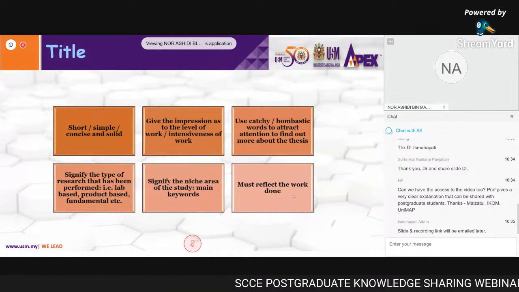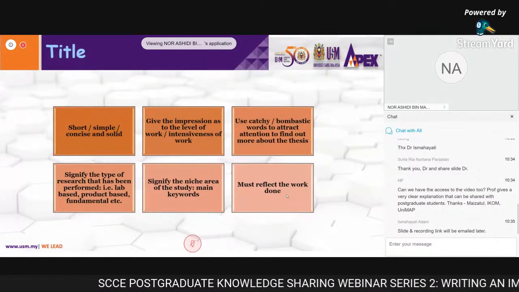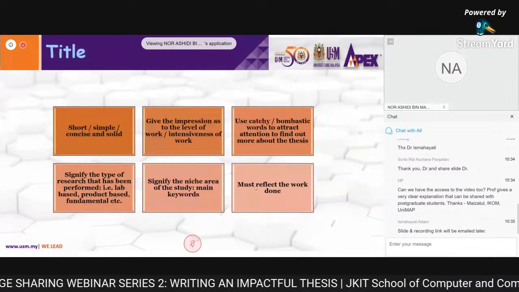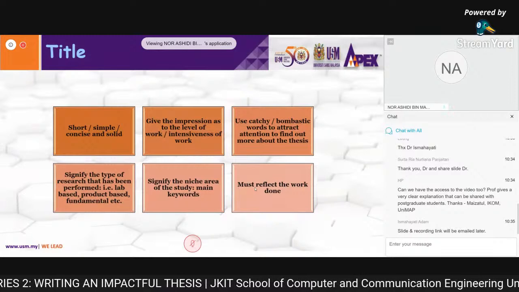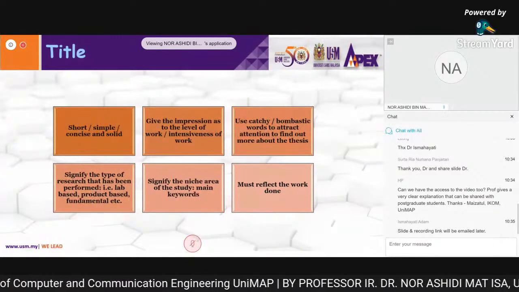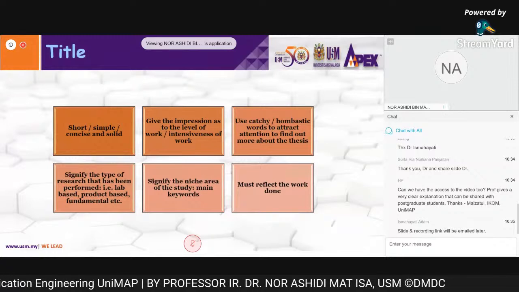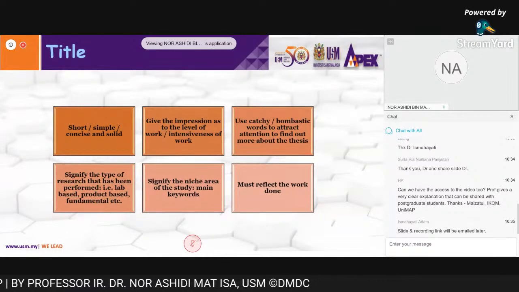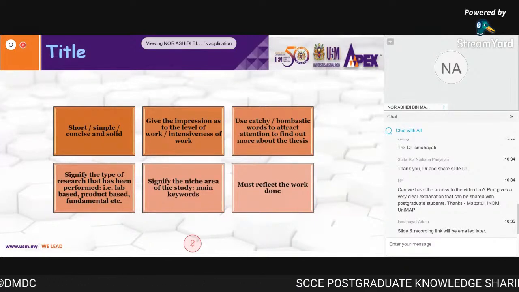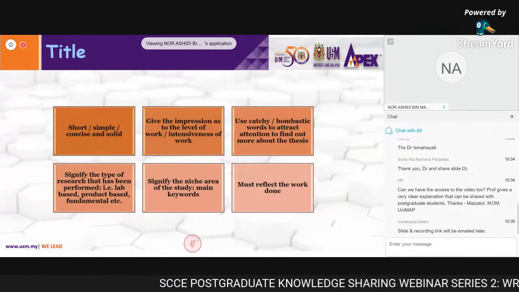Then it must reflect your work done. So this is very important. It must reflect your work, and it must tally and relate to your work. Otherwise, you have to change your title. Although the title is only one sentence, it's very important in order for you to introduce in general what your project is.